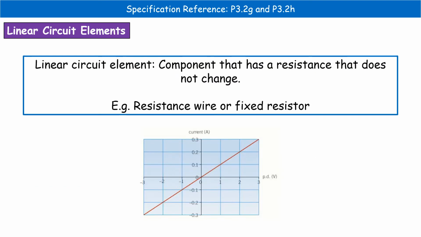Let's look at some of these key ones that we should know then. First one, the linear circuit element. This is something like a piece of resistance wire or a fixed resistor, something that has a resistance that does not change. It is a linear circuit element because we have this diagonal line that every 1 volt increase in our potential difference, in this case, leads to a 0.1 increase in our current. So nice and straightforward with our linear.